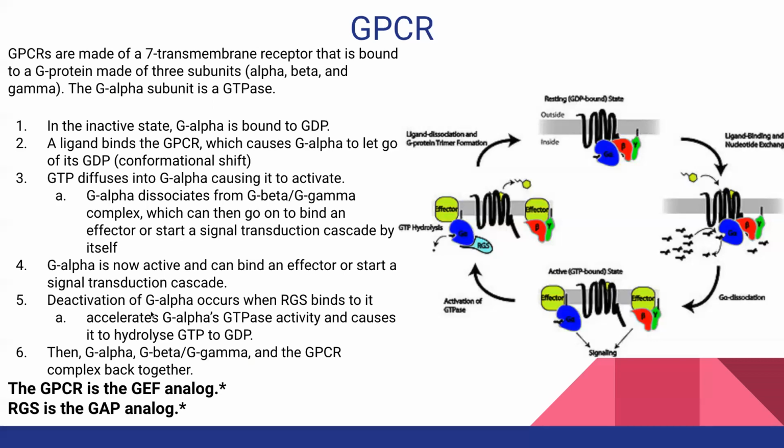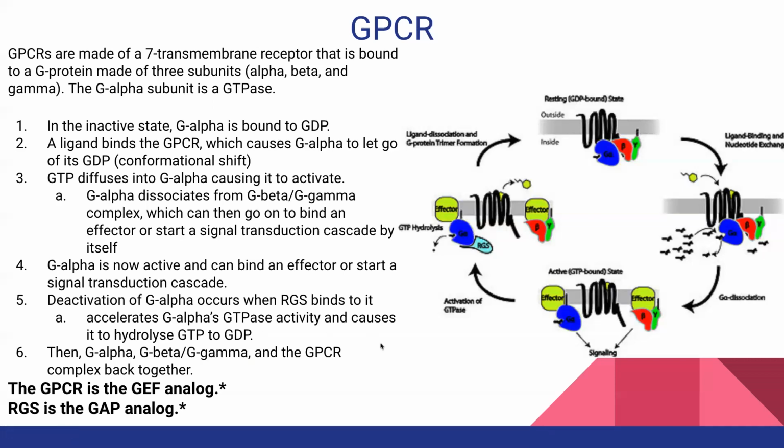So now G alpha could go and bind to another effector, another enzyme, and have downstream effects in the cell. And then we can also now have gamma and beta subunits activated, and they could also go and act on another effector or an enzyme and have a signal transduction cascade happening.